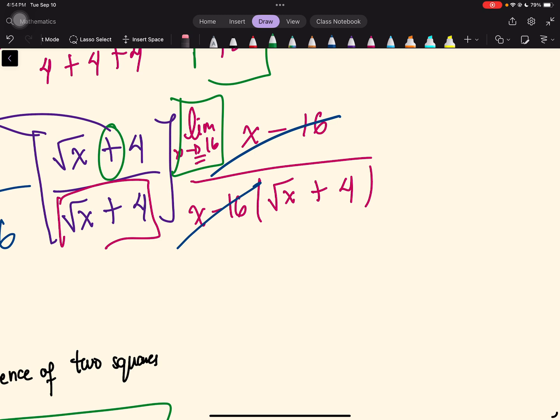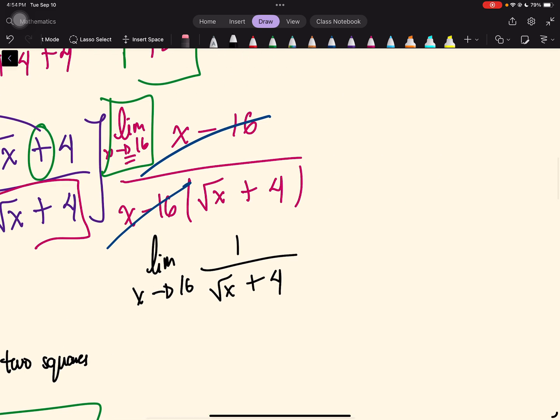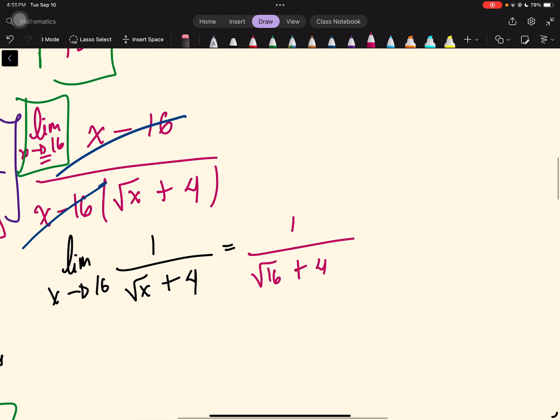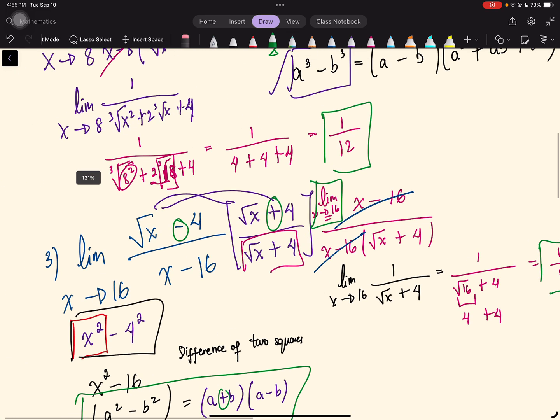So, going back, as you can see, we can cancel this na, no? Diba? So, we're left with the limit as x approaches 16 of 1 over the root of x plus 4. Plus 4 ba? Yeah. So, now, we can direct substitute na. That's 1 over 16 plus 4. Okay, the square root of 16 is 4, and then 4 plus 4, that's 1/8. So that's your answer to number 3.